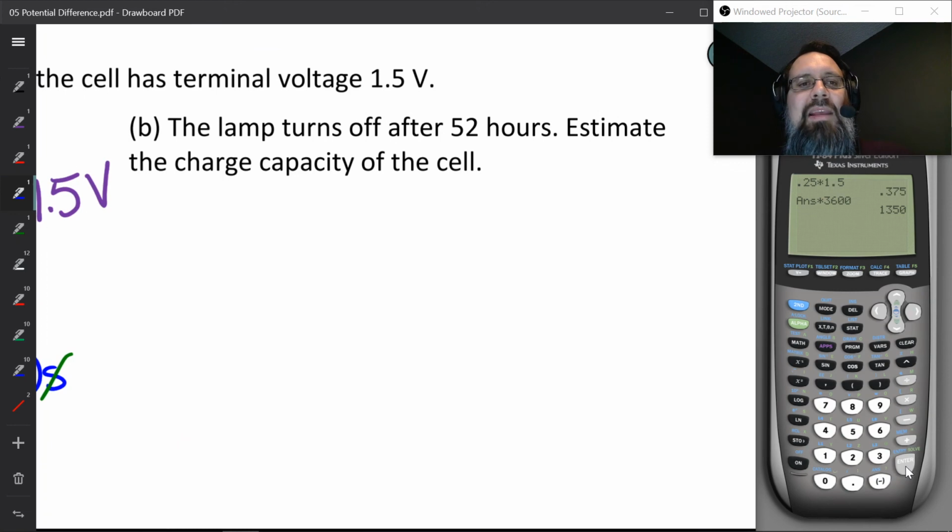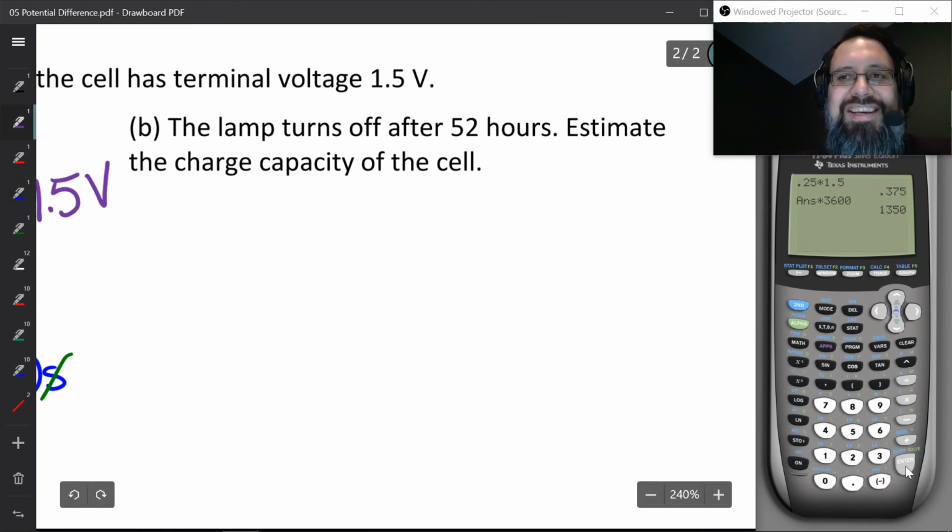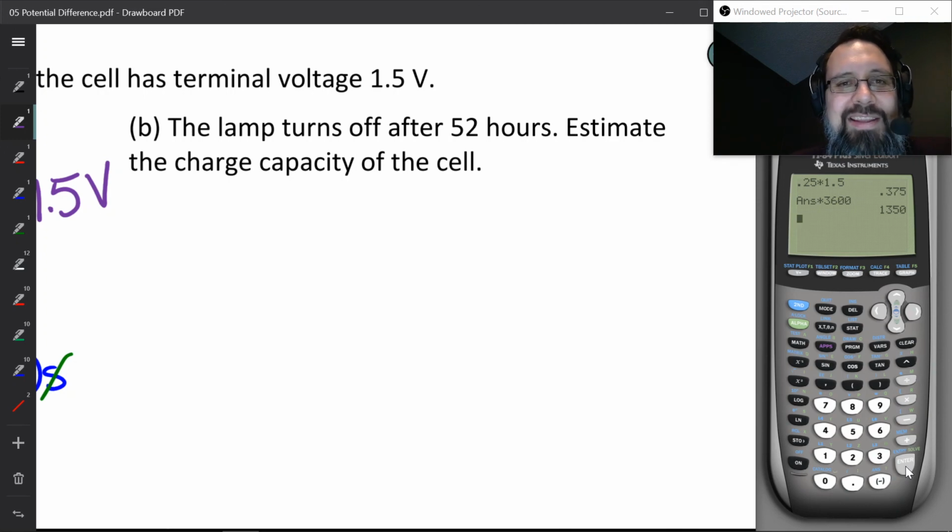So we want to estimate the charge capacity of the cell. It looks like I really need to wrap this up. I just hit the 50-minute mark. That's ridiculous. I'm sorry, guys. The lamp turns off after 52 hours. Estimate the charge capacity of the cell.